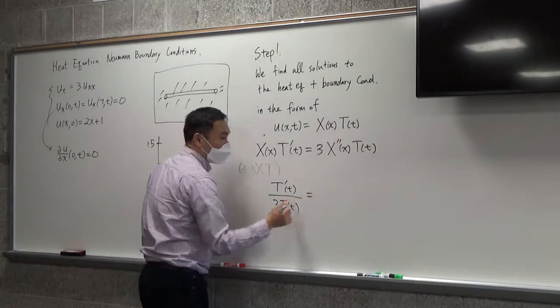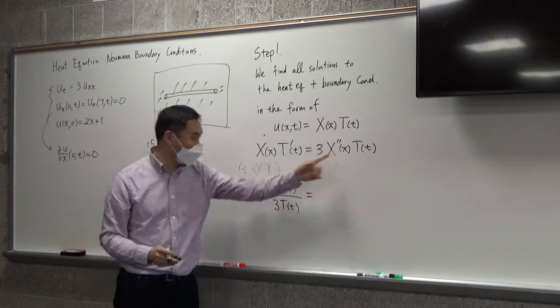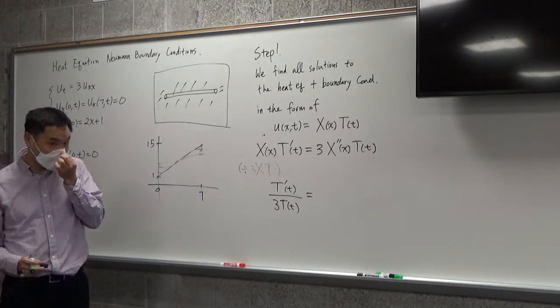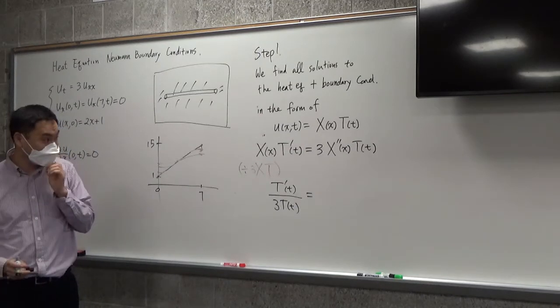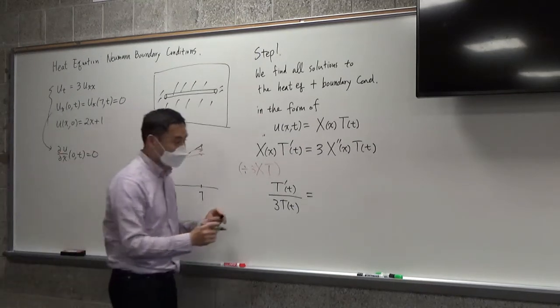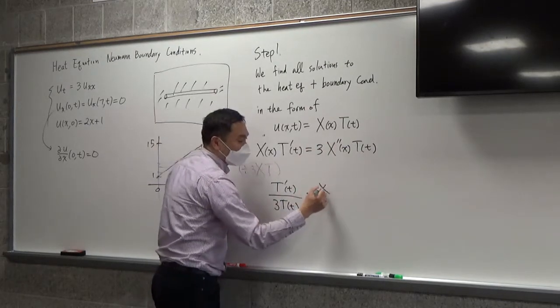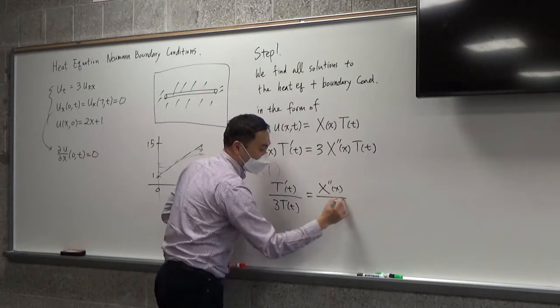Okay, so think about what you will get on the right side if you divide by 3xt. What cancels and what's still left? T of t cancels. So you have x double prime stays. X double prime of x over x of x.